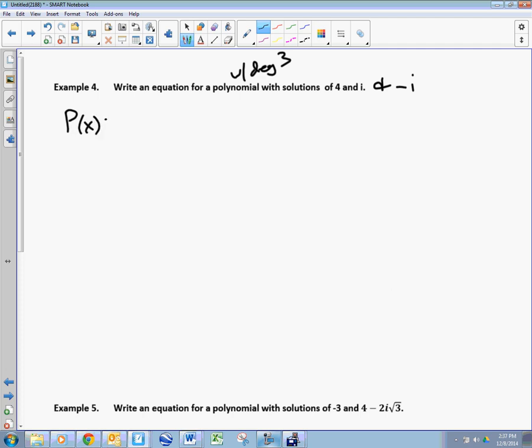All right, p of x is then equal to x minus 4 times what?